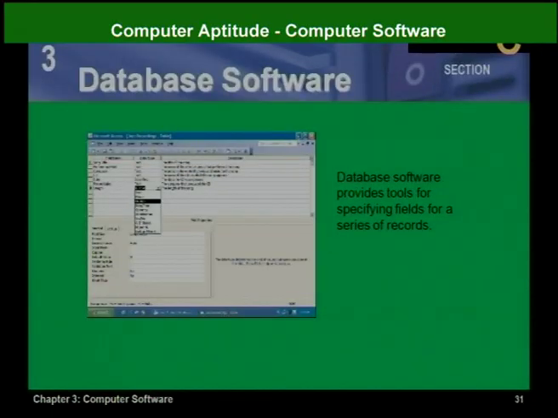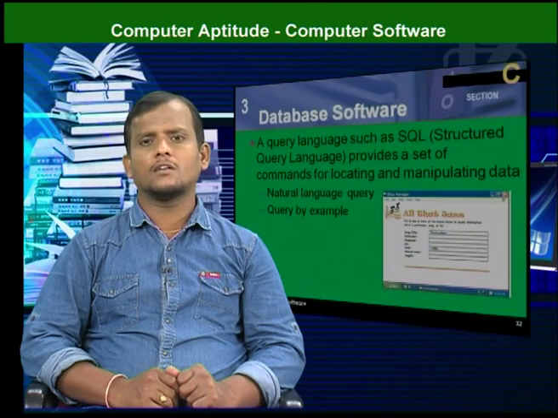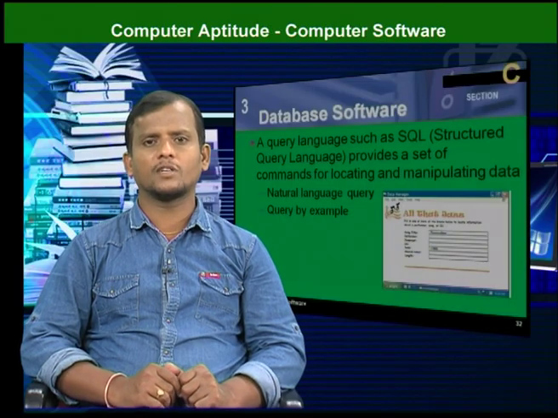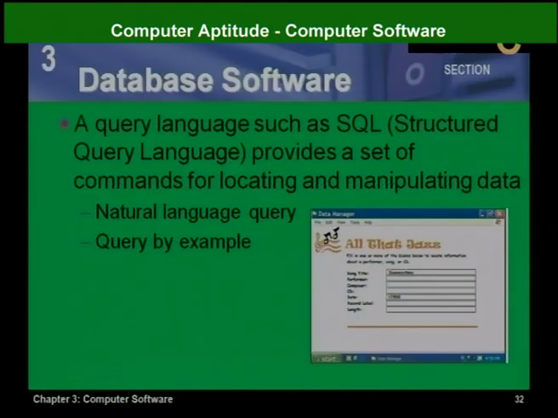So this is an Access database. You can see the picture is an Access database. So this is what is maintaining all the data. Database software provides tools for specifying fields for the series of records. A query language such as SQL provides a set of commands for locating and manipulating data.